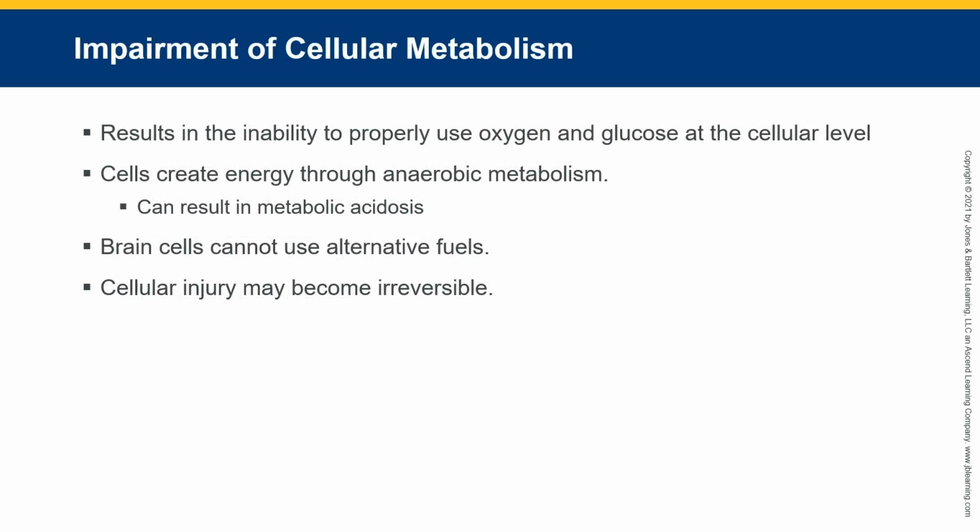So it results in an inability to properly use oxygen and glucose at the cellular level. Cells create energy through anaerobic metabolism, which can result in metabolic acidosis. Brain cells cannot use alternate fuels. Brain cells use oxygen and glucose only. Nothing else works. Your brain constantly needs glucose and oxygen. How does it shut down?